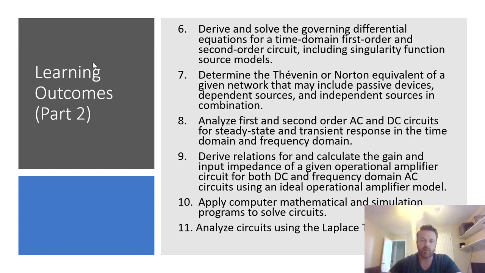7, describing the Thevenin or Norton equivalent of a given network that may include passive devices, dependent sources, and independent sources in combination. The big idea there is, do you have a technique that can simplify any complex circuit into a very simplistic circuit consisting of only a source and 2 elements in series, or kind of a voltage divider network? That's the idea for a Thevenin equivalent circuit. Norton is basically the dual framework of that idea from an actual current source point of view.